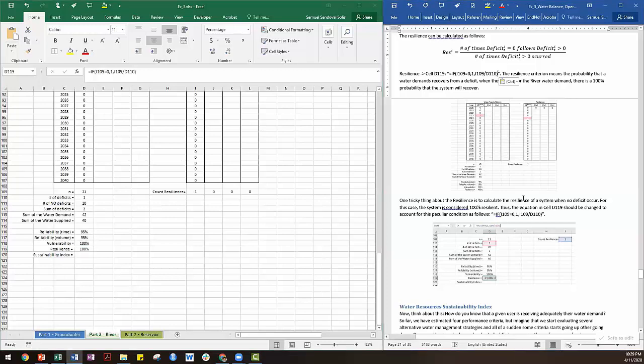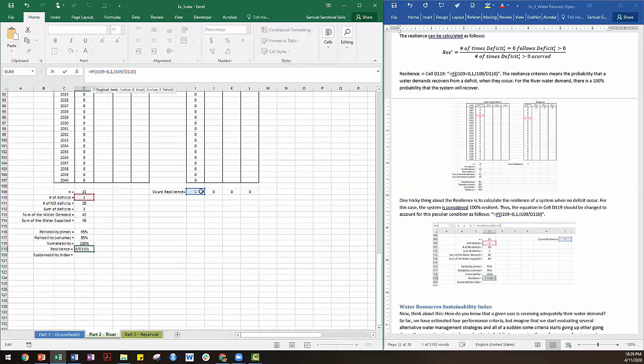Now, because if you don't have any deficit, in theory, your system is 100% resilient. What that means is that it hasn't failed. So in this case, that's when we are saying if this value is equal to 0, then it will be 100%. Otherwise, you will have to divide this over the number of deficits.